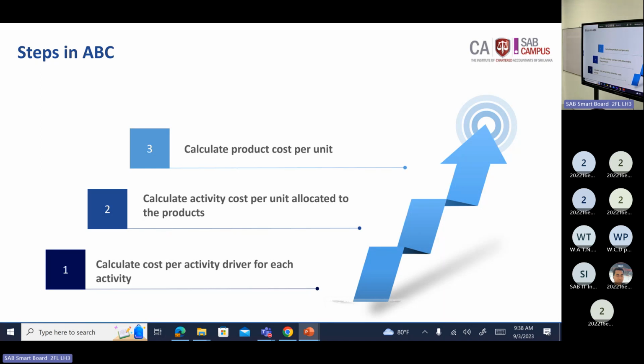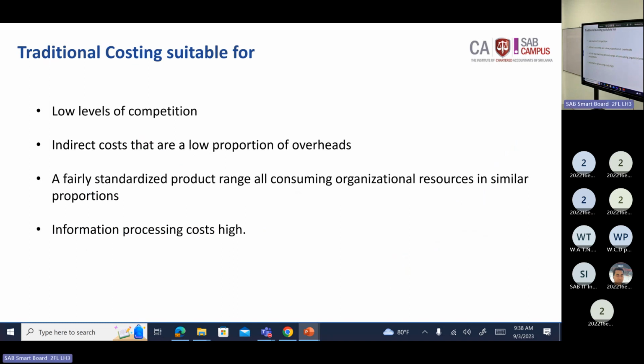Then with the total cost you can determine. The traditional costing is suitable for a low level of competition.